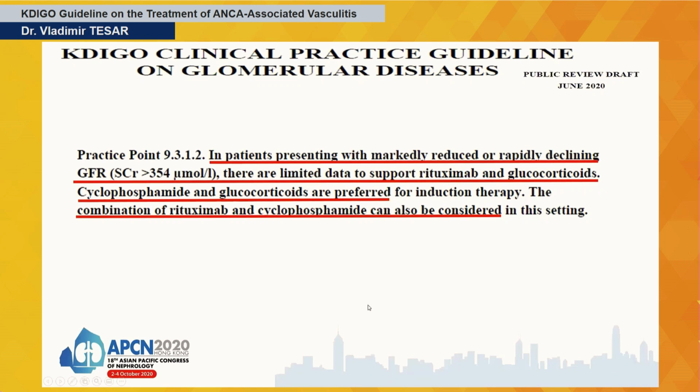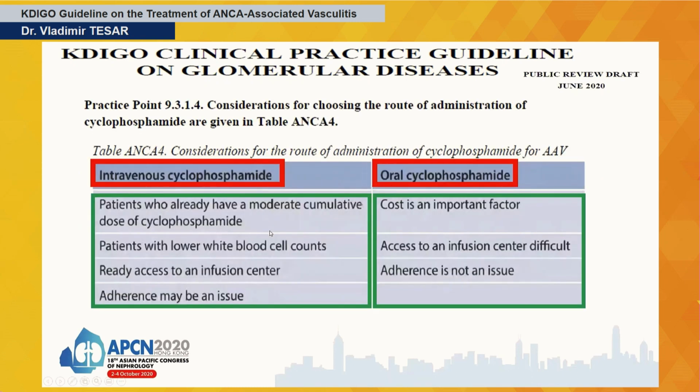But still, there is an important warning that in patients presenting with markedly reduced or rapidly declining GFR, as defined here, there are limited data to support rituximab, and cyclophosphamide and glucocorticoid should be preferred. But a combination of rituximab and cyclophosphamide can also be considered based on the data from the Rituximab trial.